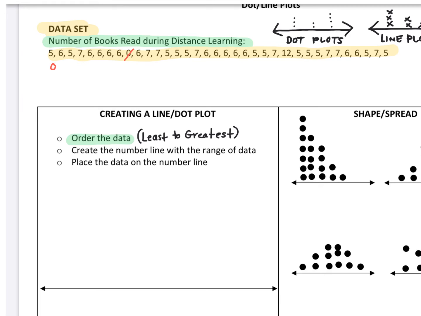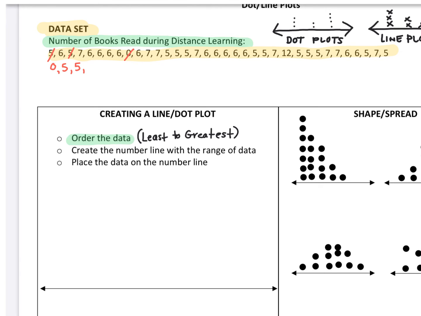Okay, so let's look for 3s. Is there anybody that read 3 books over distance learning? No, I don't see any 3s either. Okay, let's look for 4s. Let me look across. I'm going to run my pen across and see if I can find any 4s. Oh, that's not happening. Okay, I see 5, so I'm going to start crossing out 5. So I'm going to cross out that 5 and put it here. Okay, I'm going to cross out this next 5 and put it here.